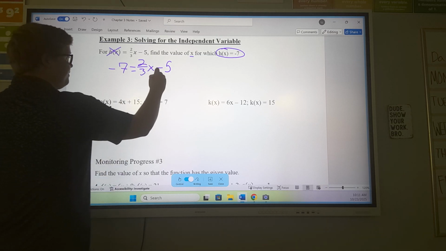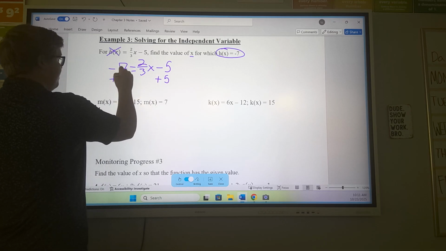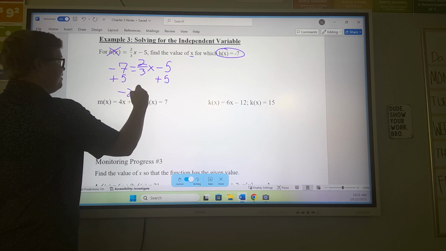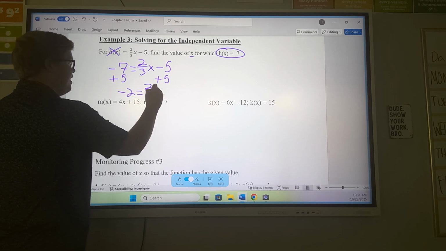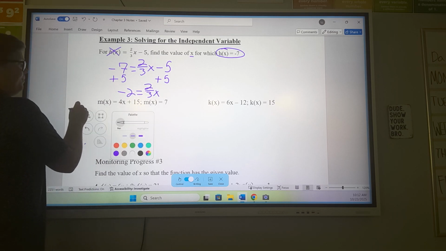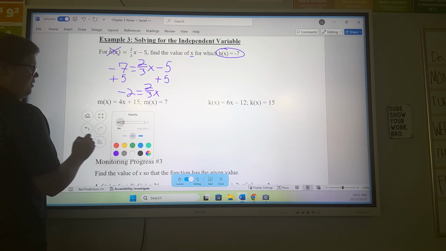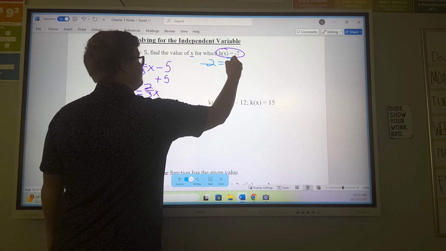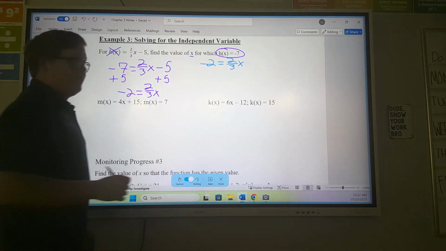Add 5. -7 plus 5 is -2. We have -2 equals 2/3 x. Now I'm going to rewrite it up top so we can talk about what we're going to do next. We still have -2 equals 2/3 x. And remember, you have two options here.